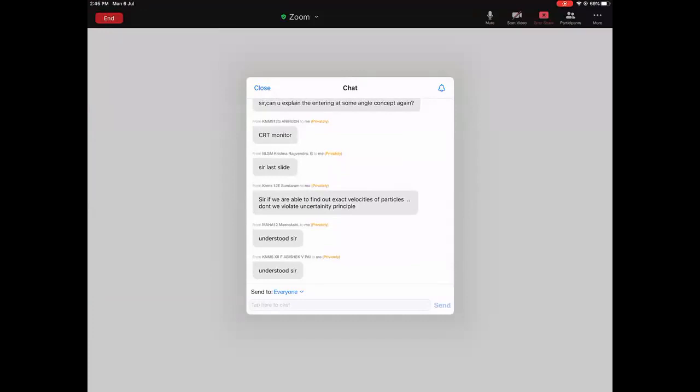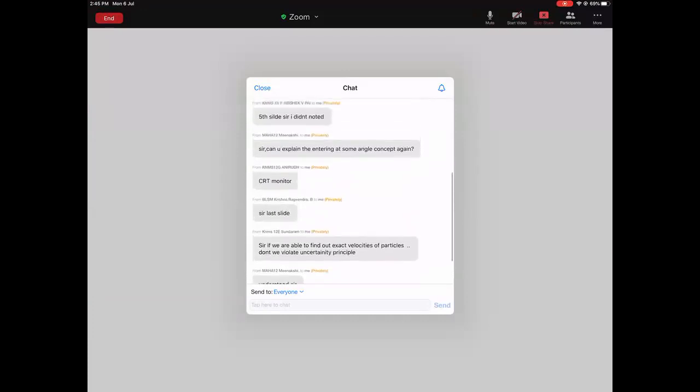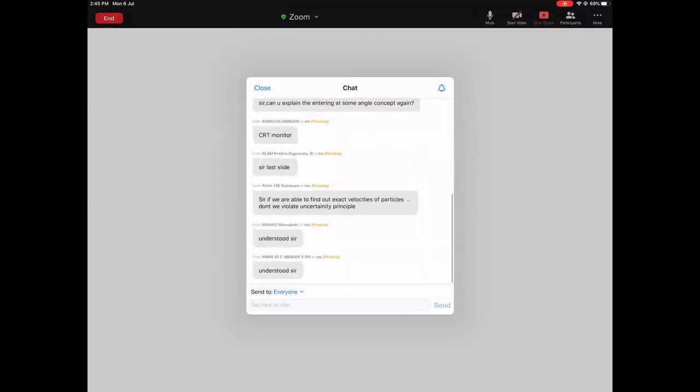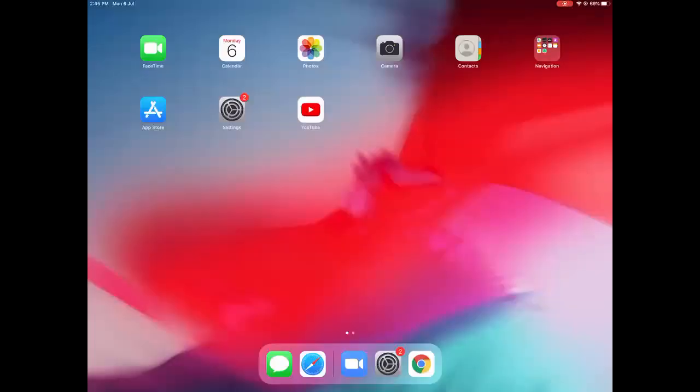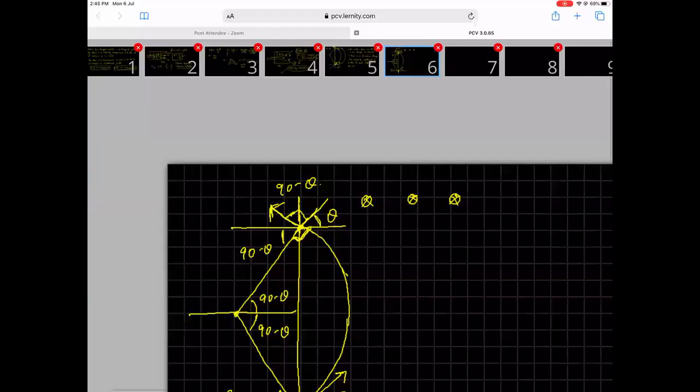So if you are able to find out the exact velocity, Sundaram, I hope you got my answer. Yes, CRT monitors are all based on this. Okay, so if you all understood this, then my job is a little easier. And then let me go back.